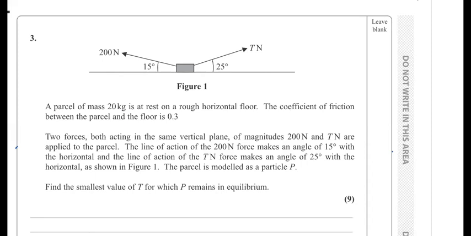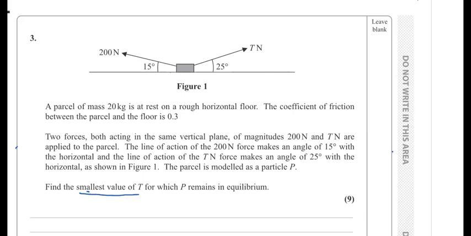Two forces, both acting in the same vertical plane, of magnitude 200 Newton and T Newton, are applied to the parcel. The line of action of the 200 Newton force makes an angle of 15 degrees with the horizontal, and the line of action of the T Newton force makes an angle of 25 degrees with the horizontal, as shown in the figure. The parcel is modeled as a particle P. Find the smallest value of T for which P remains in equilibrium.